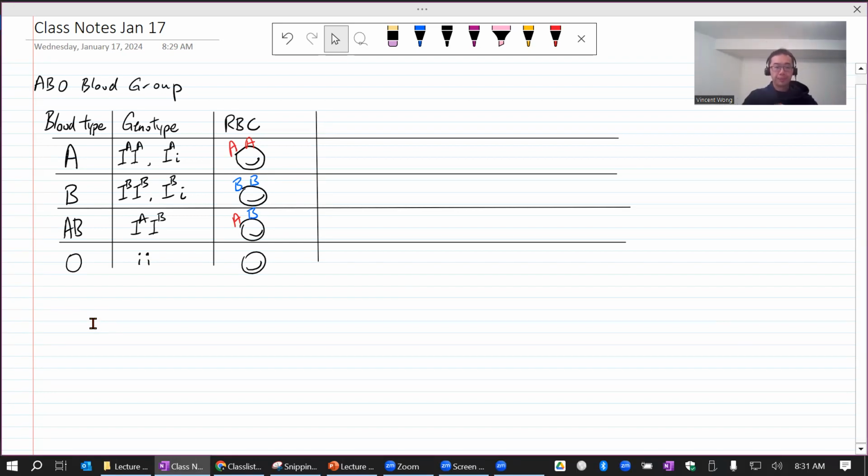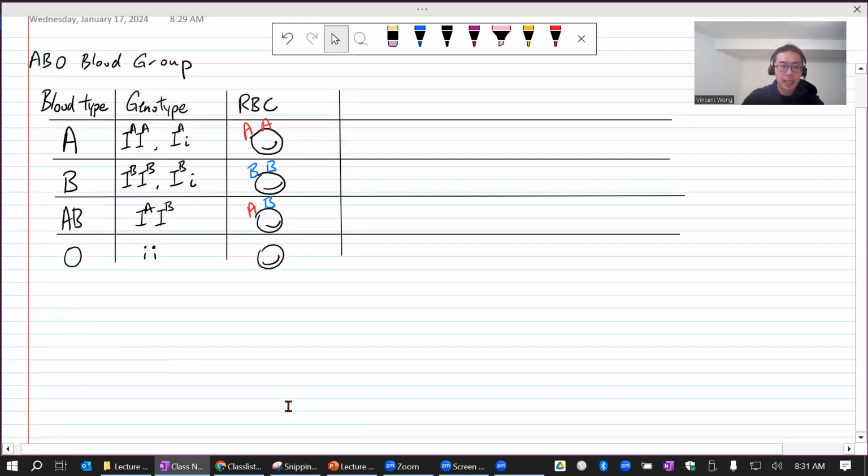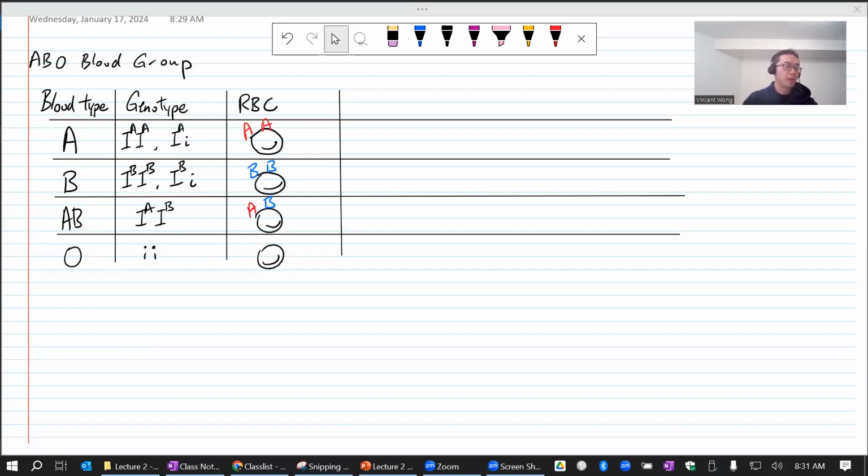in lecture 2. So last class, at the end, we talked about the genetics of blood types, specifically the genetics related to the ABO blood group. We made this chart, but I said we're gonna add more columns to it, right? So that's what we're gonna do right now.